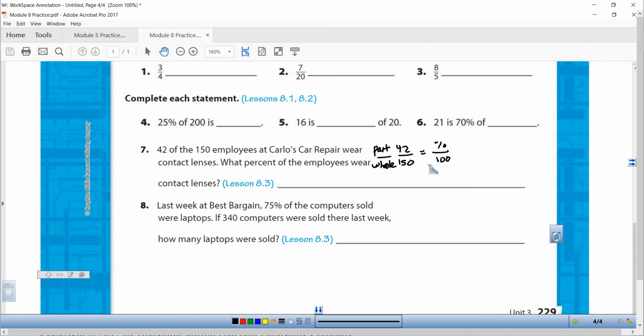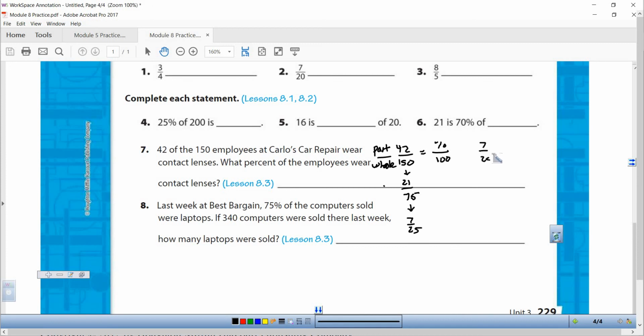Well, again, 100 doesn't go into 150 evenly. Now we could say, well, it's times 1.5, right? But let's try simplifying. What do we know that goes into both of those? 2 goes into both, so I can divide both by 2, and I get 21 over 75. But then I can divide that again by 3, and I get 7 over 25. So what we have here are equivalent ratios. 42 over 150 is equivalent to 21 over 75, which is equivalent to 7 over 25.